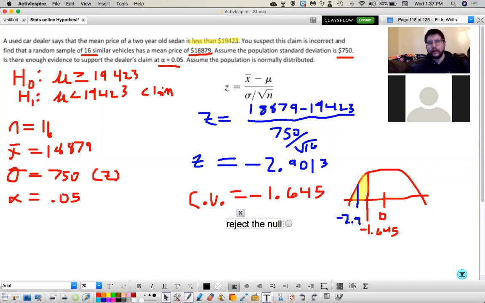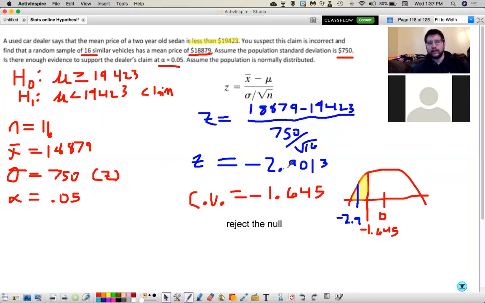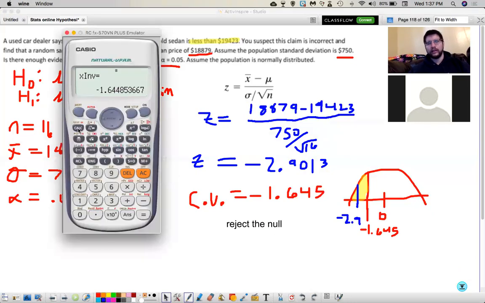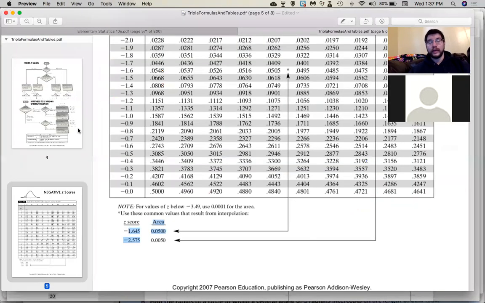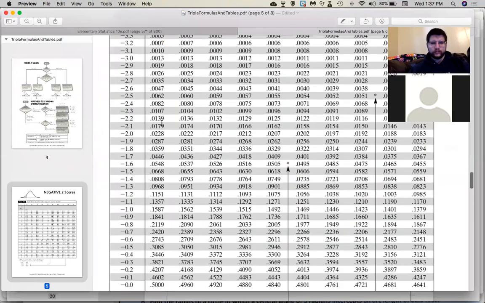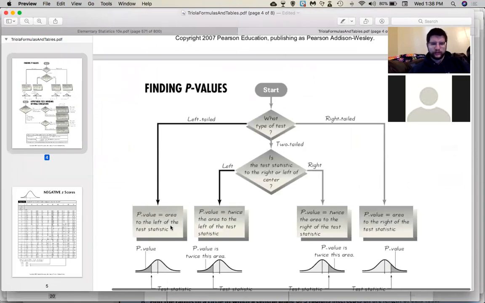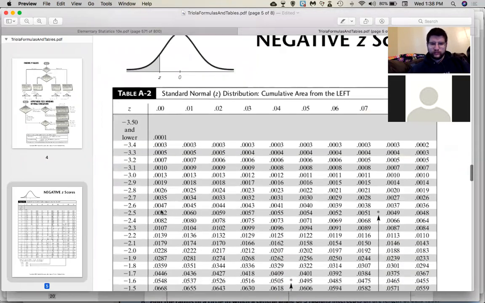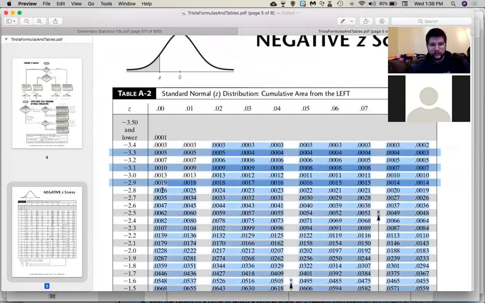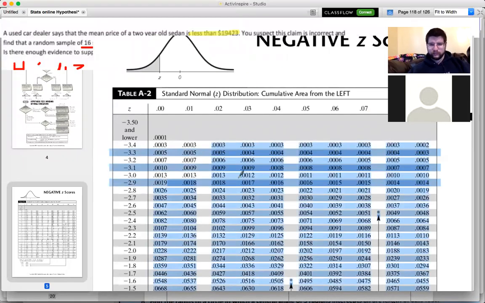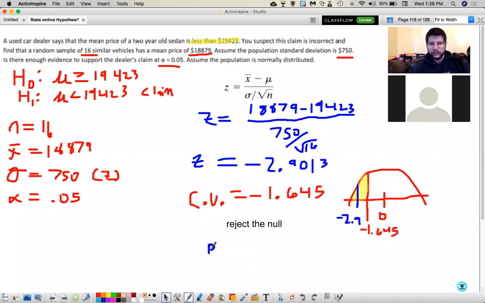All right. P-value method tells us to look up the area on this one. It's a left tail, so we're going to look up the area to the left of negative 2.90. If you don't remember how to do that, flow chart's right here, left tail, area to the left. 2.90 is 0.0019. So P equals 0.0019. P is less than alpha. So we're again gonna reject the null.